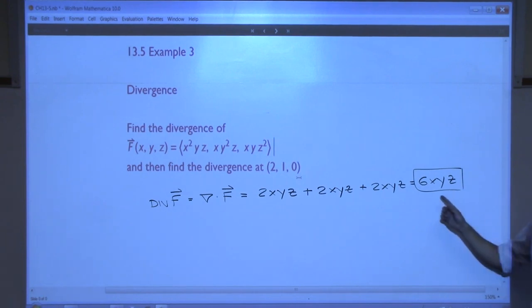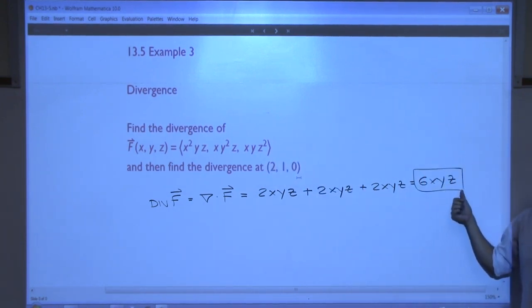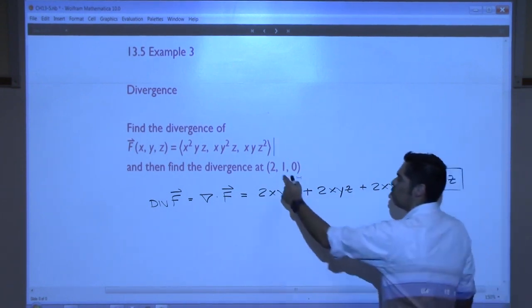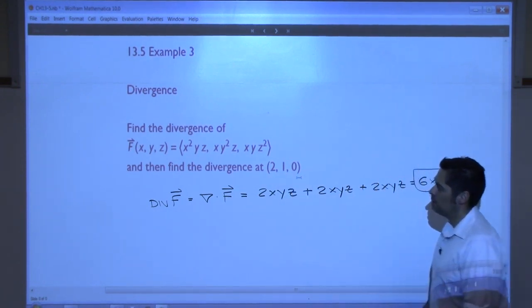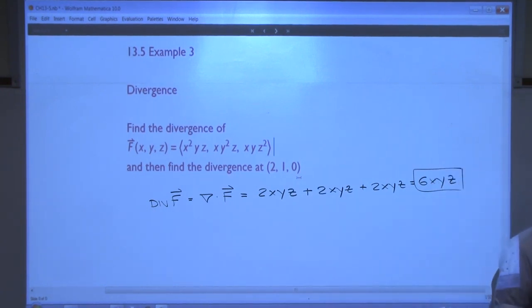So the div of this particular vector field depends on where you are, right? Your x, y, and z coordinates all contribute to whether or not you're going to have div or not. Now, at the point 2, 1, 0, what's your div? 0, because the z is 0. We happy?